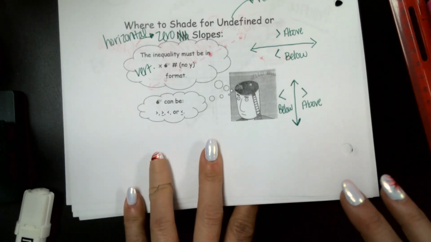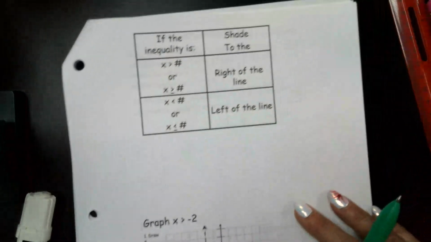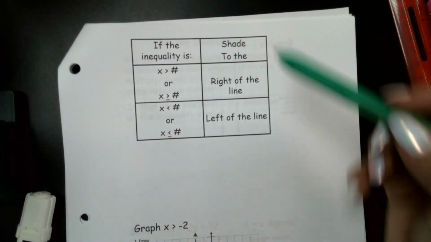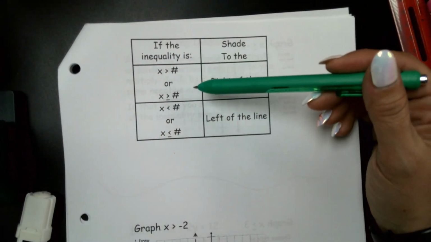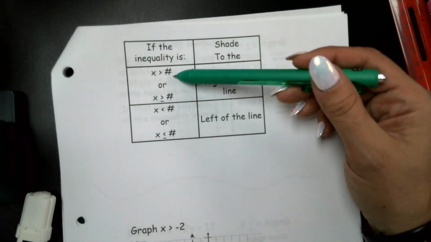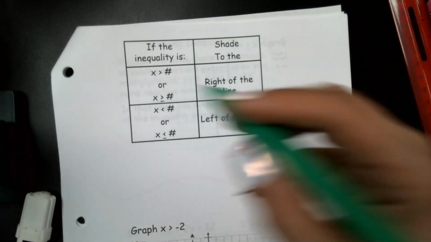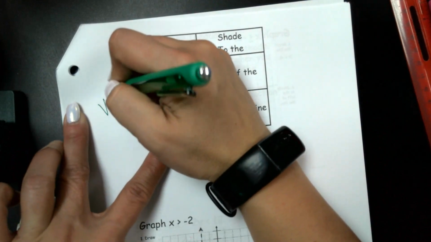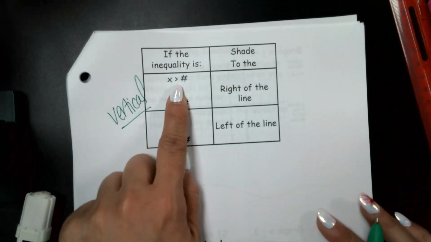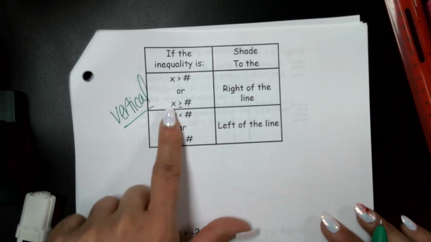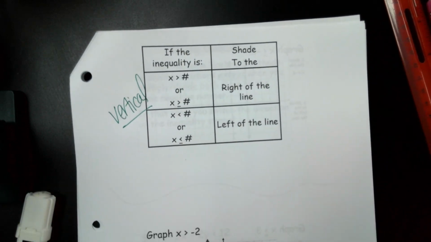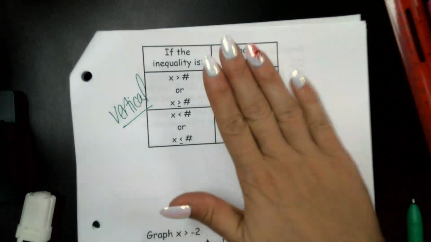All right, flip it or turn it over. So now they're just telling you again that if it's x with a constant, these are your vertical lines. And anytime it's vertical, if it's greater than, we're going to the right. If it's less than, we're shading to the left. So it's everything I just got done saying to you, but they have it right here.